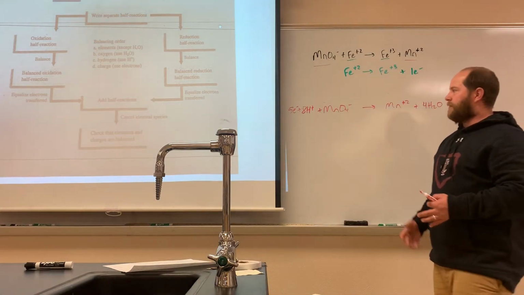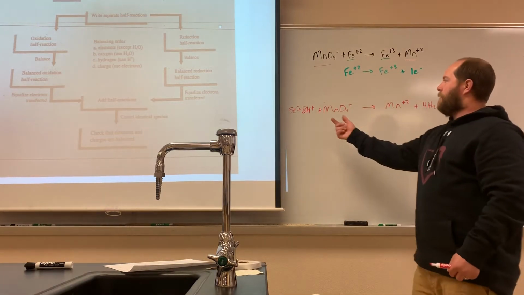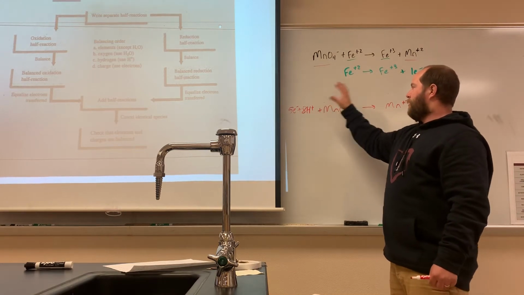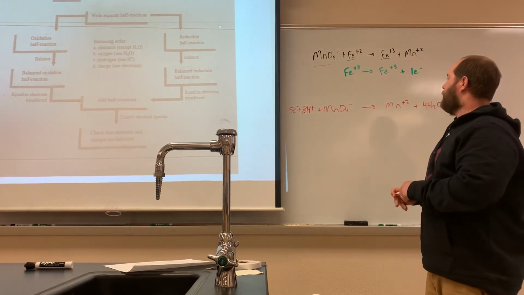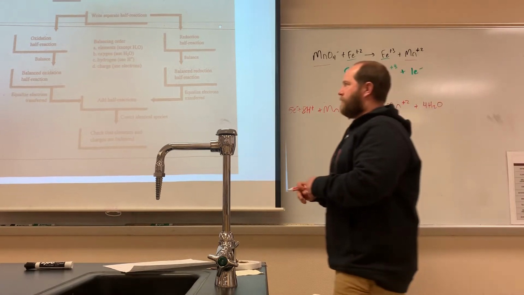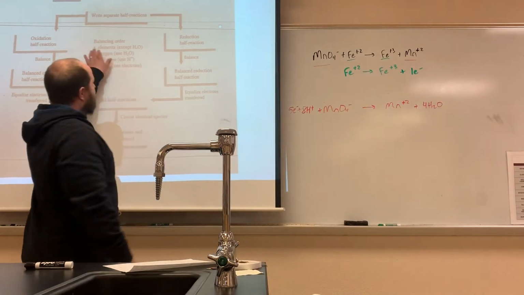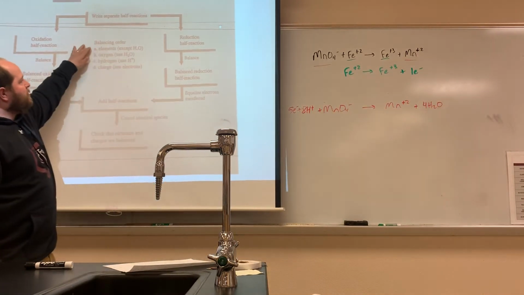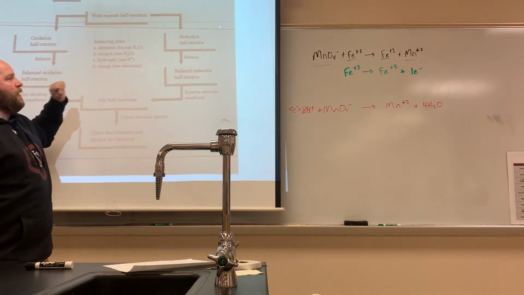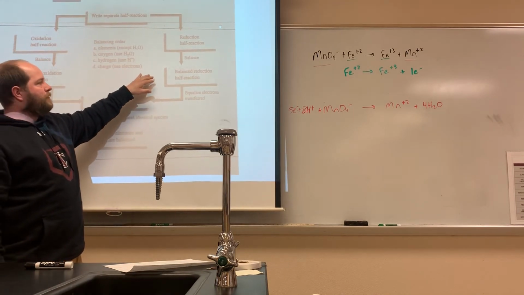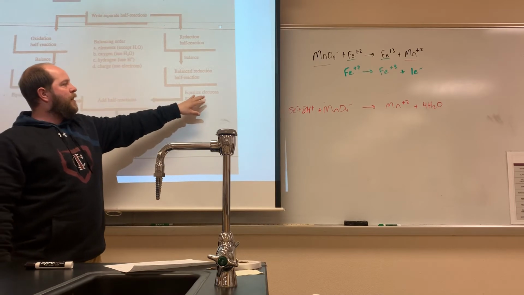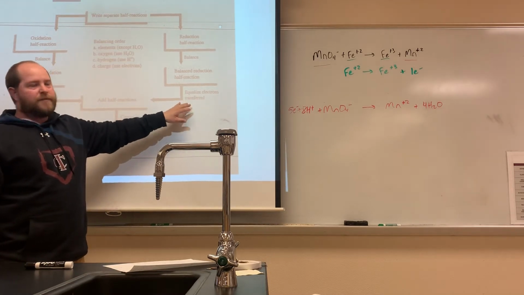Hopefully you're reasoning through here and going, oh, I'm adding 5 electrons because that'll bring this overall charge down, and then you'd be correct. Okay, so now we're here on the flow chart. So we balanced each half reaction. Then what we're going to do is we're going to equalize the electrons transferred.